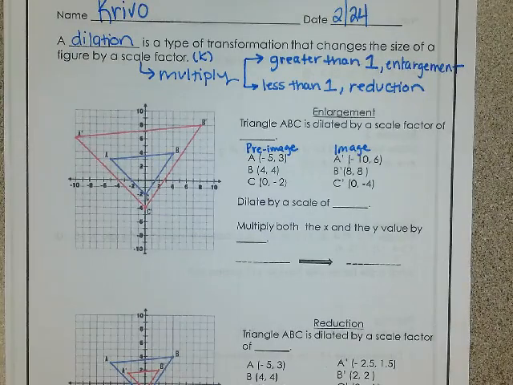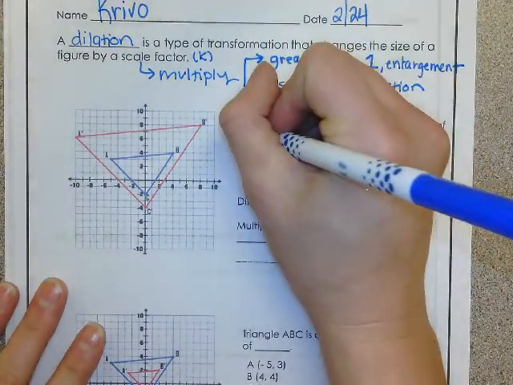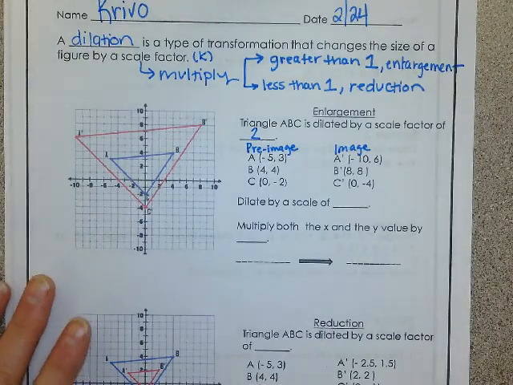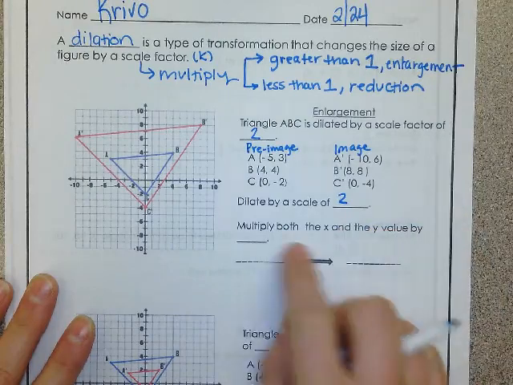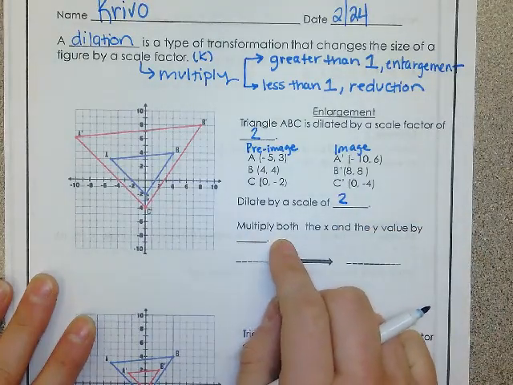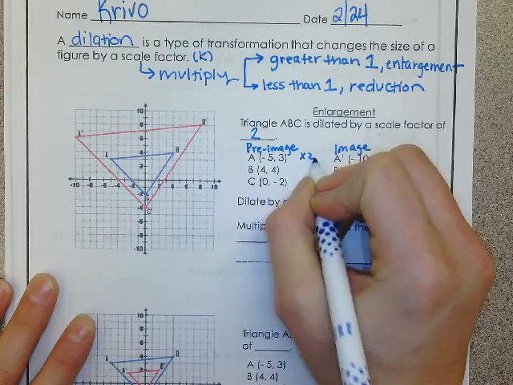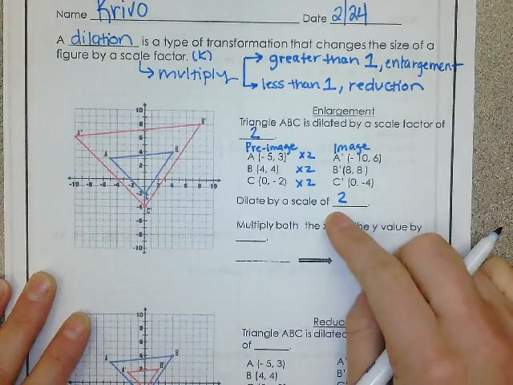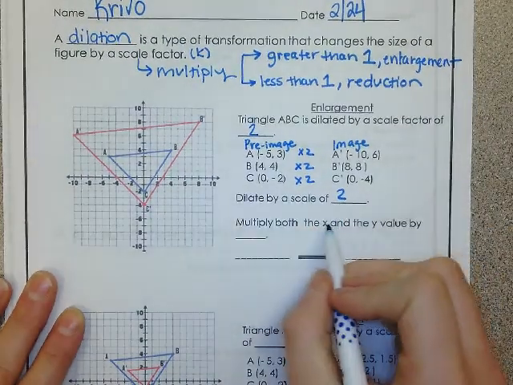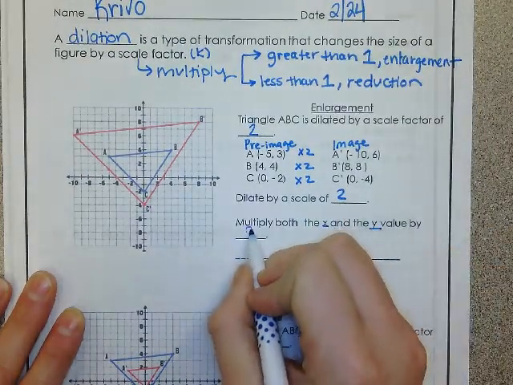All right, let's see if that works for all of our other numbers. Negative 5 times 2, do I get negative 10? Yeah. All right. 4 times 2, do I get 8? Yeah. Okay, so that's our scale factor. So scale factor of 2. So that means when we have a scale factor of 2, then we're going to multiply the x and the y value by 2.